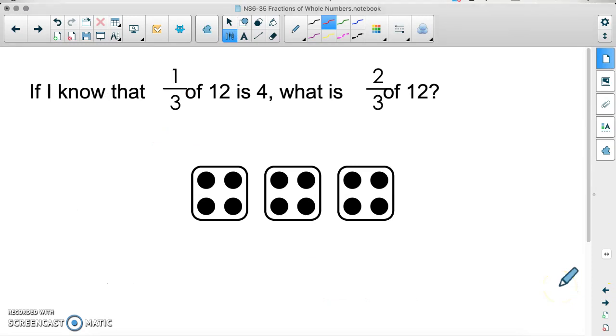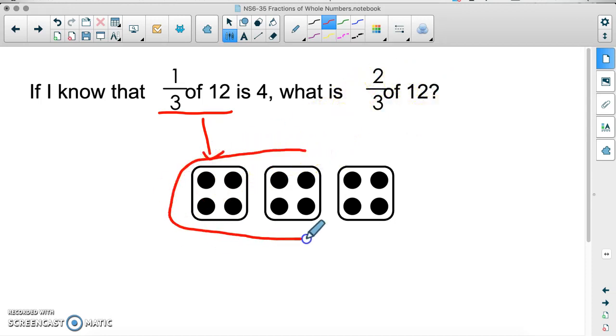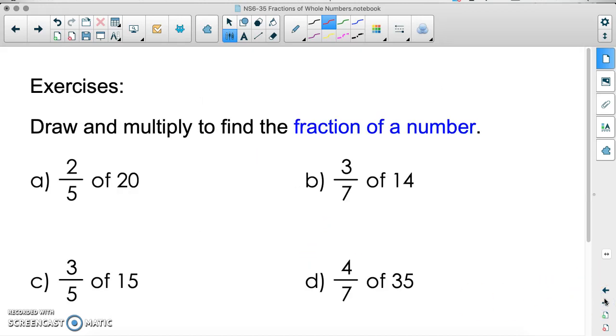So if I know that 1/3 of 12 is 4, then what is 2/3 of 12? Well, let's use this picture. So we know that 1/3 of 12 is 4. You have 4 dots right here. We then know that for 2/3 of 12, you would need both of these. So 2/3 of 12 is going to be 8. So we know that 2/3 of 12 is twice as many as 1/3 of 12. You're going to complete these exercises on your whiteboard.